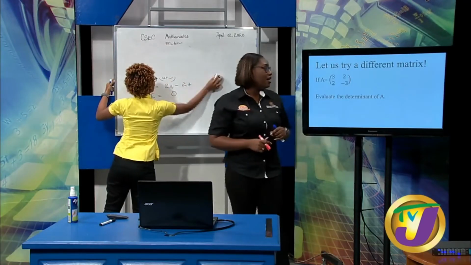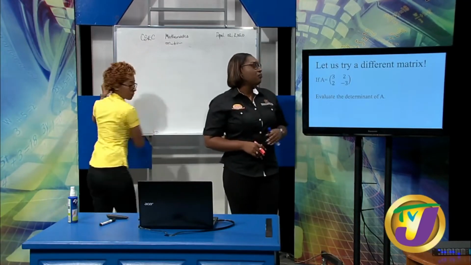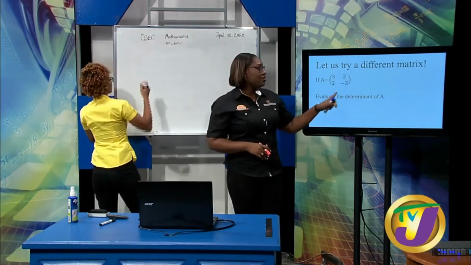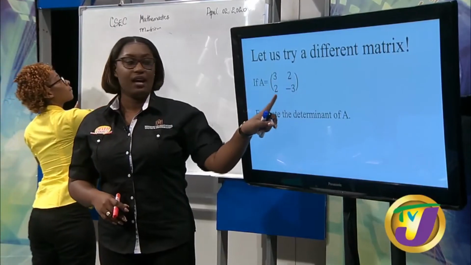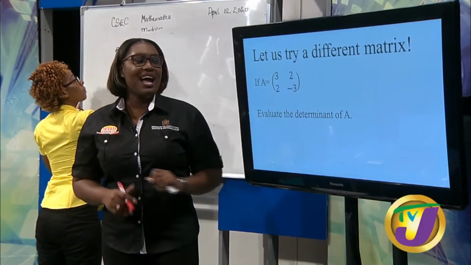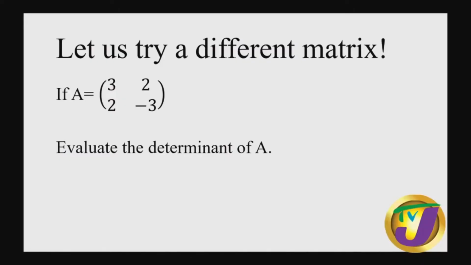So here we have another matrix A. Matrix A has entries 3, 2, 2, negative 3. And we're asked to evaluate the determinant of this matrix. Now, as was asked before, I want to find out if the determinant of this matrix is going to be 0. Go right ahead.